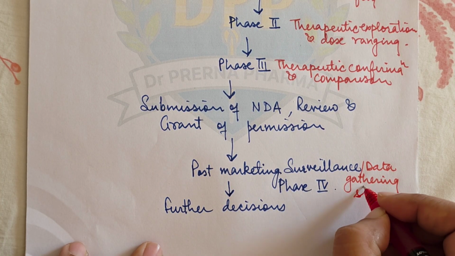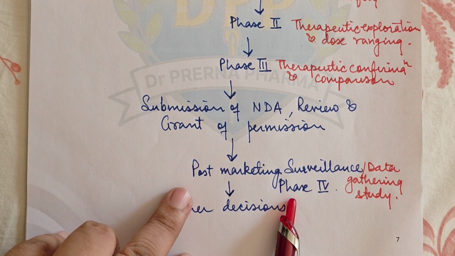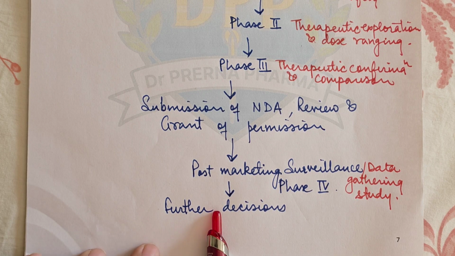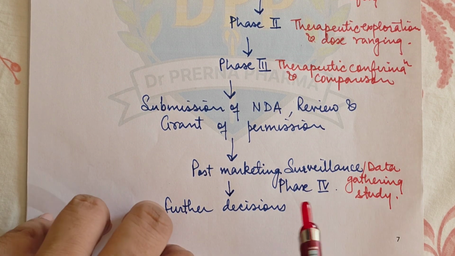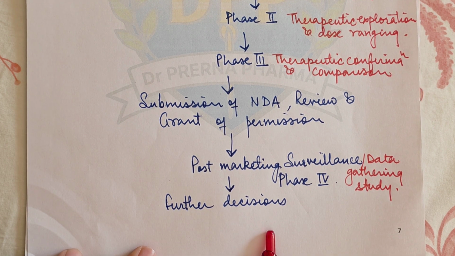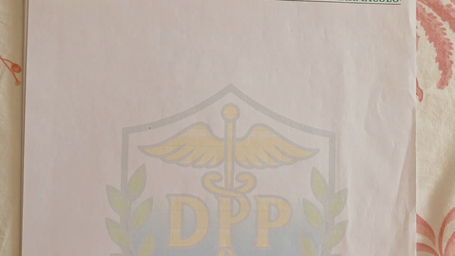So here basically the drug is marketed to the general public, and then side effects, idiosyncrasies, any unsuspected drug interactions are finally detected at this stage. Then we'll come to that in detail, and further decisions: either it continues if there are no such side effects or adverse effects, or the drug is banned if there are intolerable side effects. So let's see all the things now one by one.